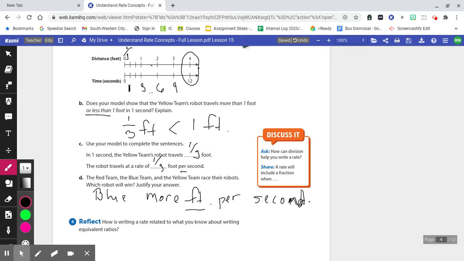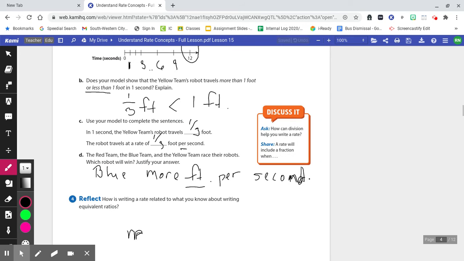So part 4, how is writing a rate related to what you know about writing equivalent ratios? Well, to write a rate, you start with the ratio, and then you write an equivalent ratio using 1 unit as one of the quantities, and you can use per to describe the number.